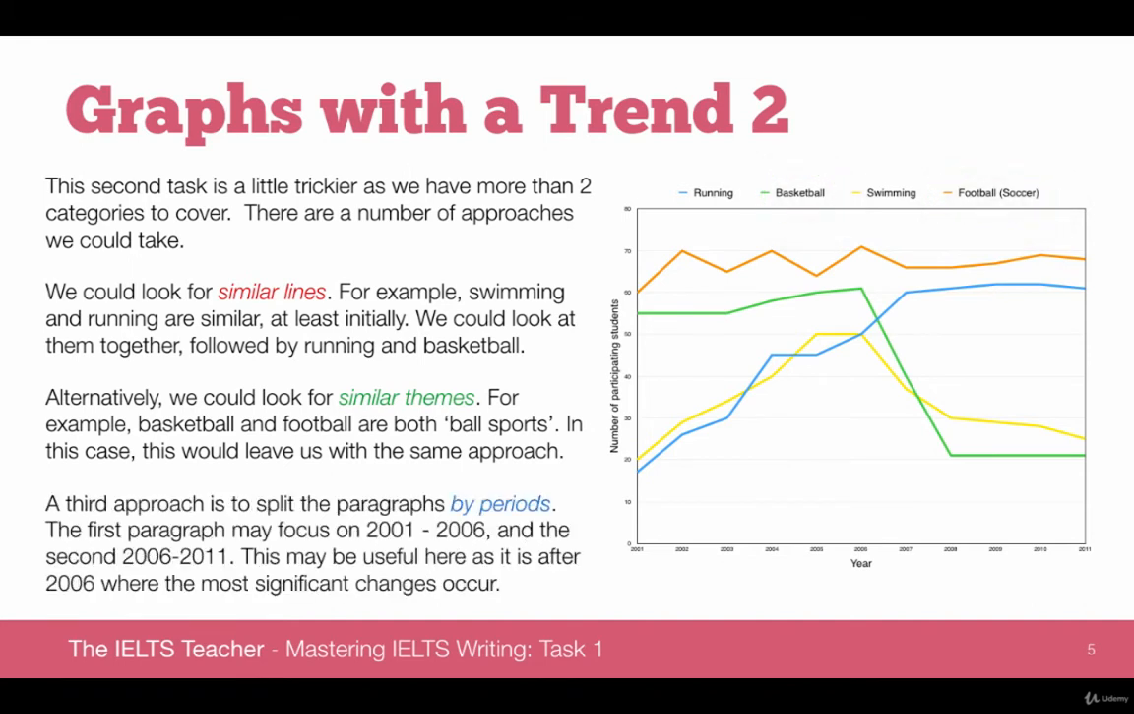A third approach is to split the paragraphs by periods. So the first paragraph may focus on all of the categories, but only from 2001 to 2006. And the second paragraph would focus on 2006 to 2011. It may be useful here as there's a clear significant change in the graph at the point of 2006. Lots of things begin to change there.